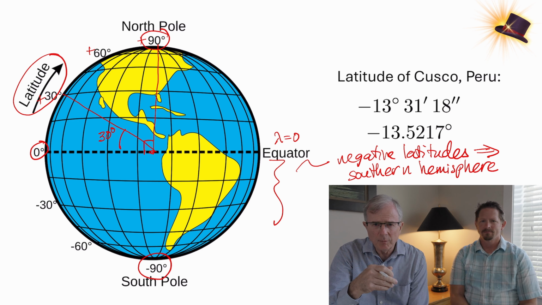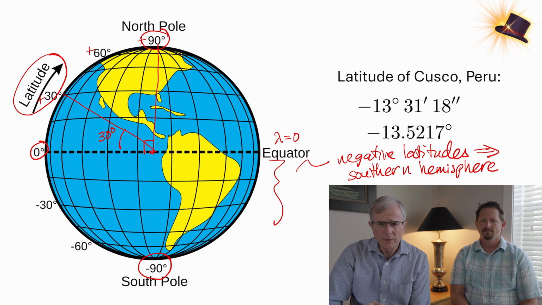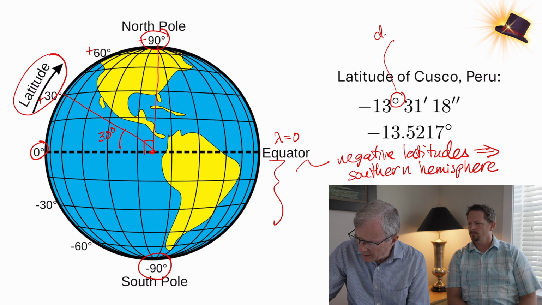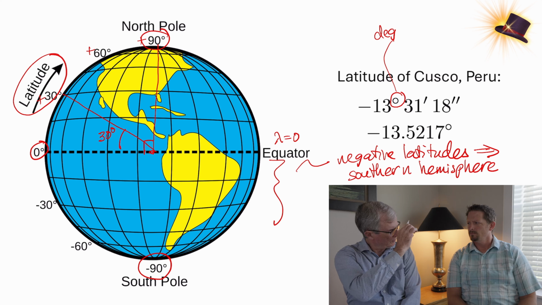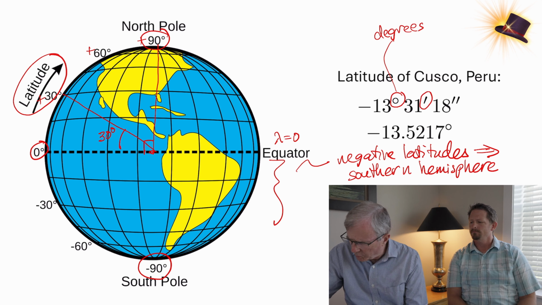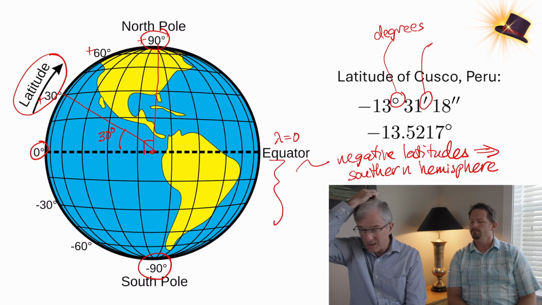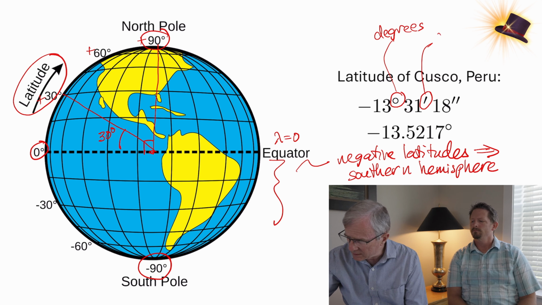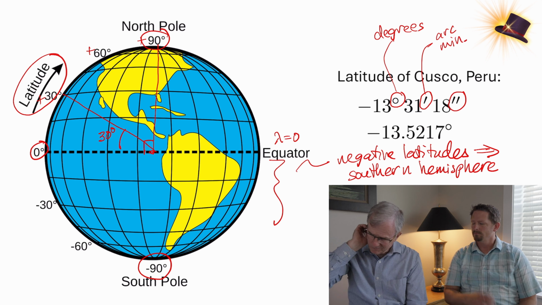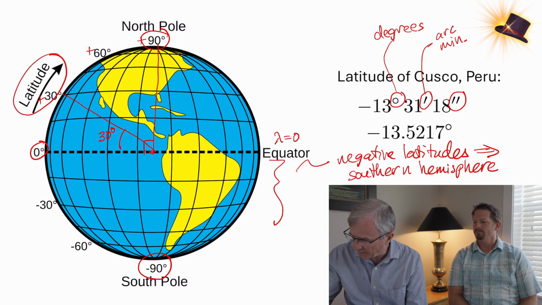So let's do an example. The latitude of Cusco, Peru is negative 13. So that signifies degrees, right? That superscript circle means a degree. This little prime symbol or apostrophe means arc minutes. And then this double apostrophe, or the quote symbol, or double prime, is arc seconds.